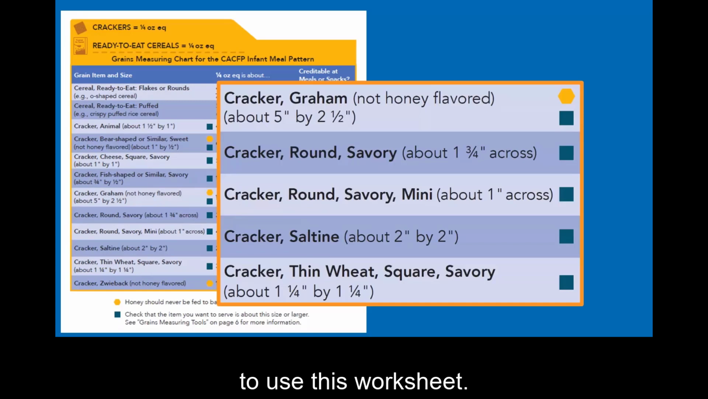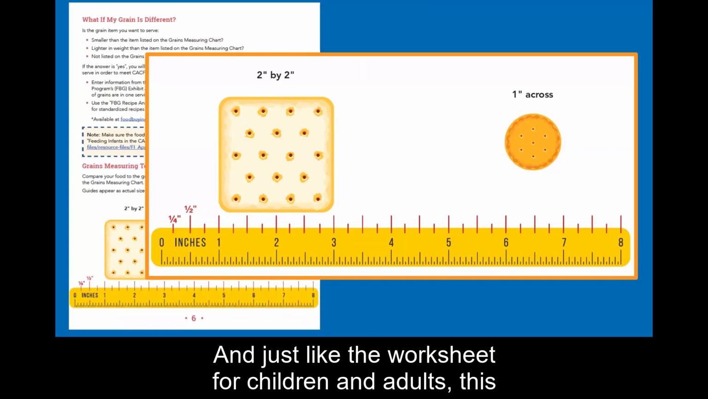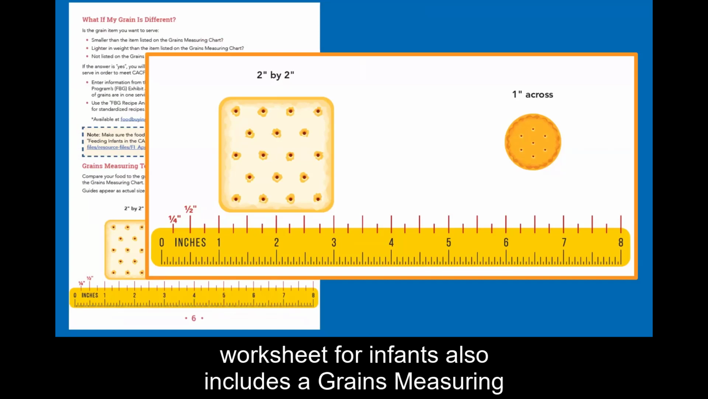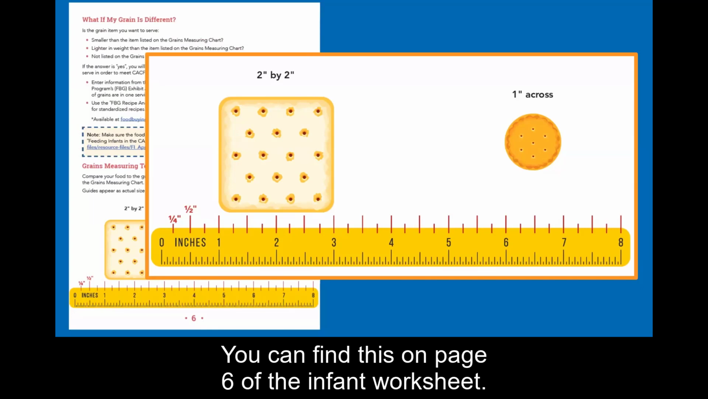Again, you'd have to make sure your items are the same size or larger than those dimensions in order to use this worksheet. And just like the worksheet for children and adults, this worksheet for infants also includes a grains measuring guide with a ruler. You can find this on page 6 of the infant worksheet.